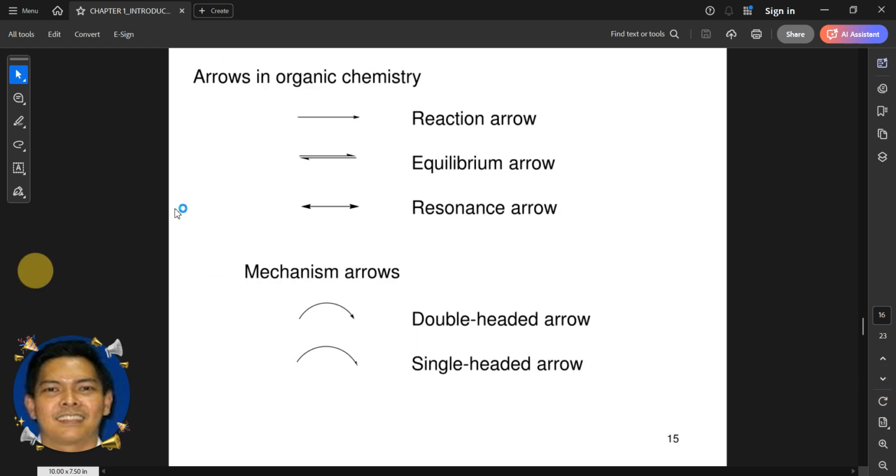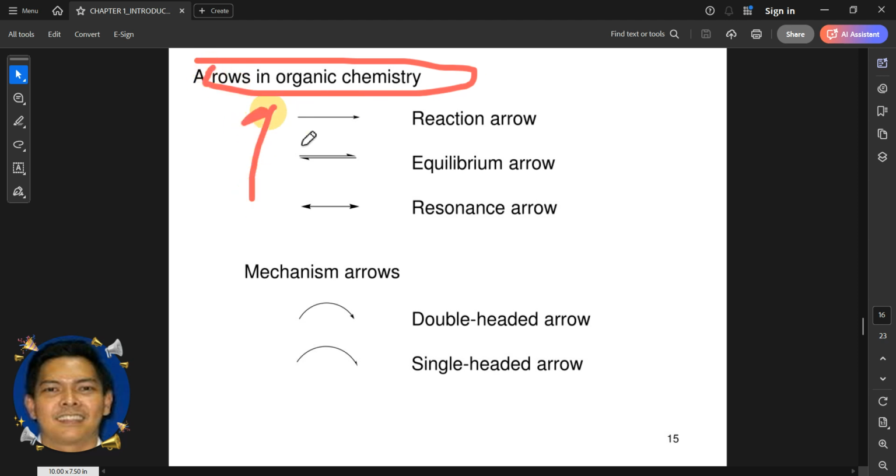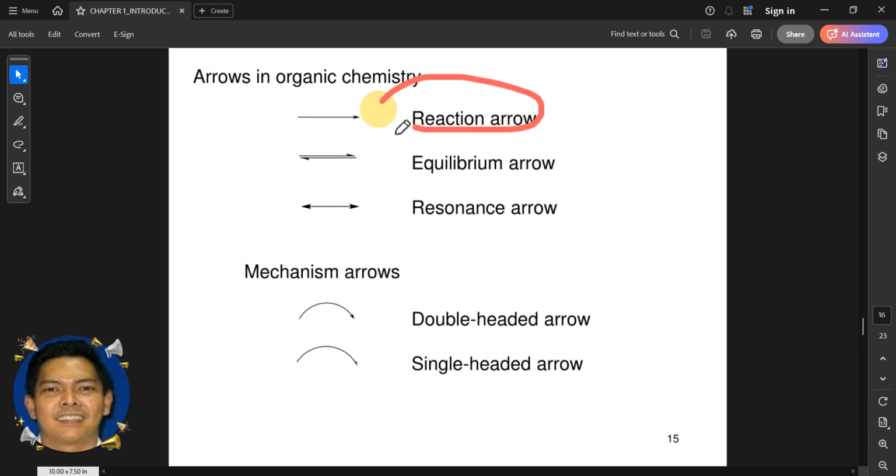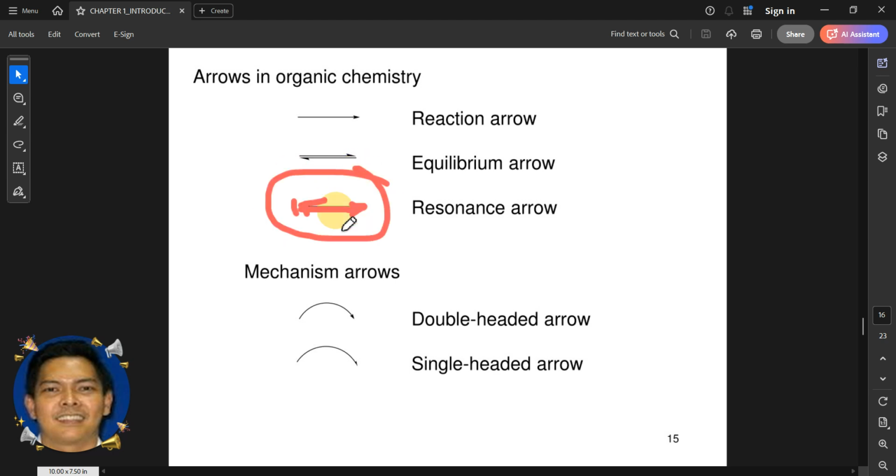Arrows in organic chemistry. There are three types of arrows in organic chemistry. The first is the reaction arrow. You have a reversible arrow looking like this, which represents the equilibrium arrow. If you see this type of arrow, it represents the resonance arrow.